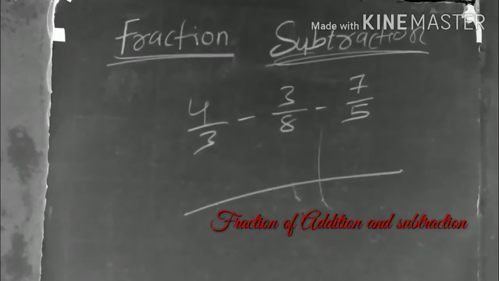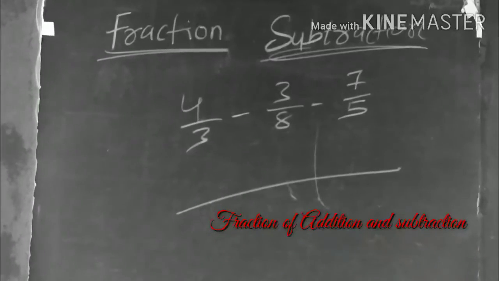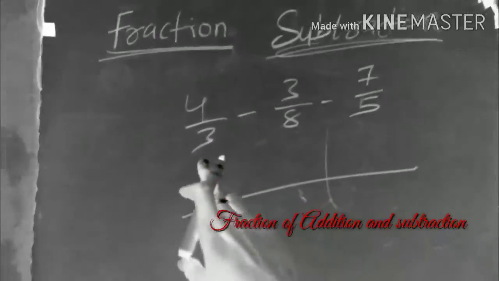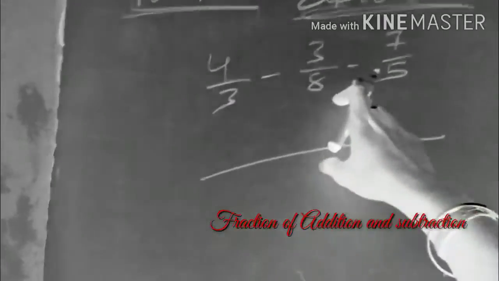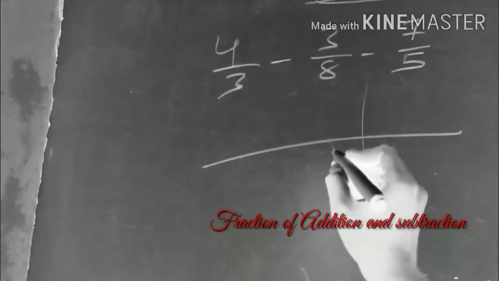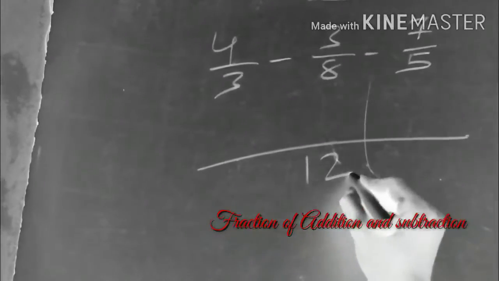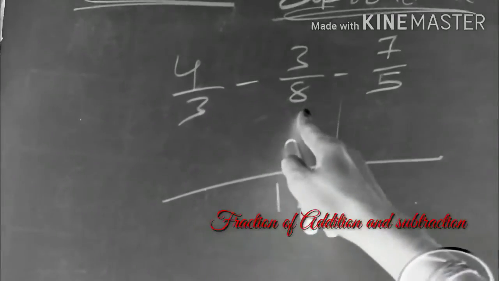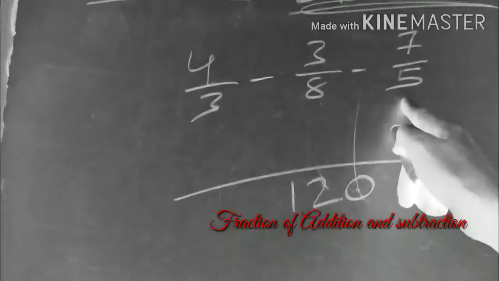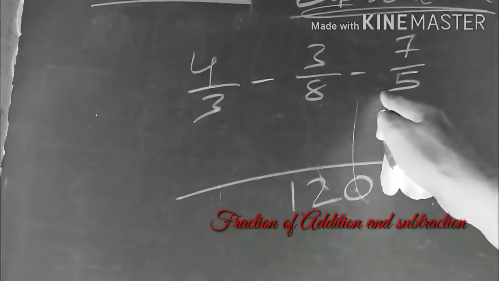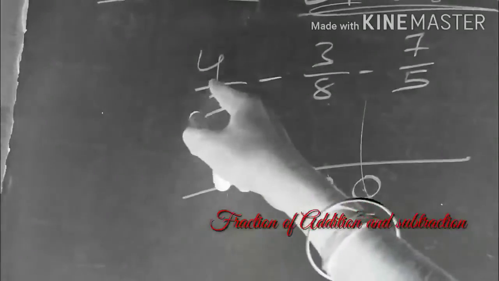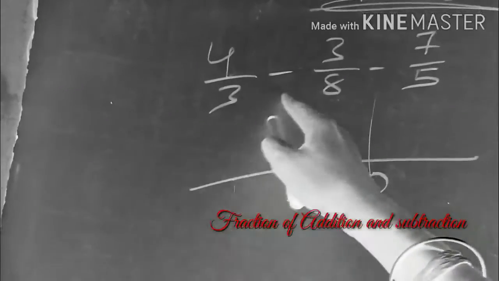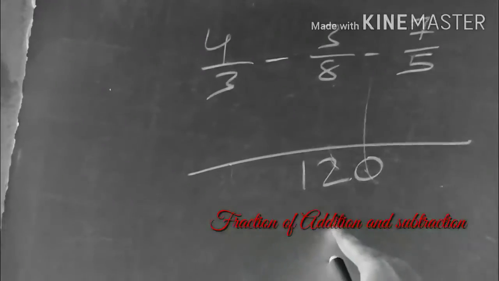This is our fourth example. 4 by 3 minus 3 by 8 minus 7 by 5. So we have to take the LCM of 3, 8, 5. How much will it come? It will become 120. LCM is 120. This is because if you take 8, it can't be divided by 3. Then if you multiply by 40, this cannot become it. So we have to multiply all these 3. 8 multiplied by 3 and multiplied by 5 becomes 120.